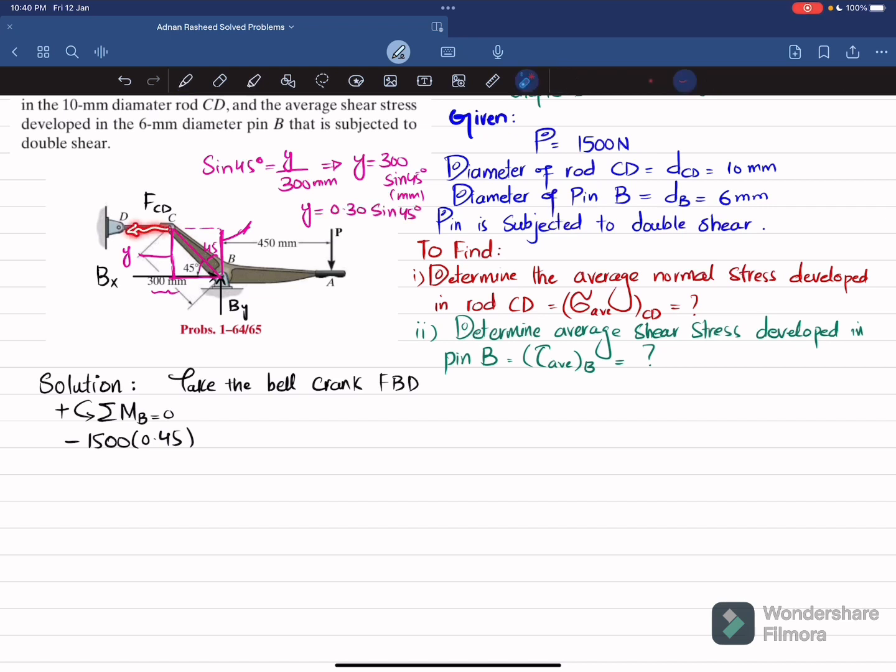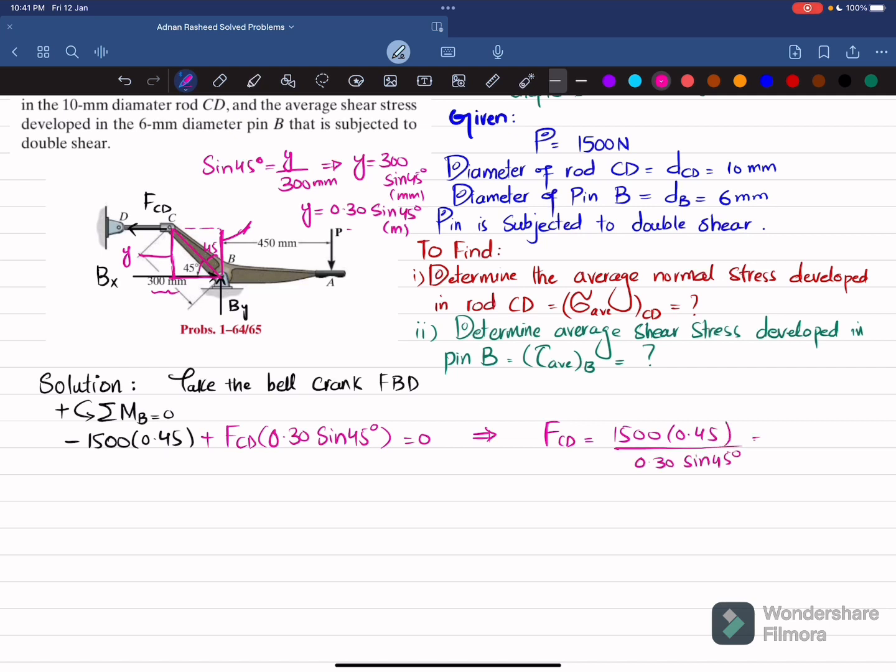Now you can see this FCD and the perpendicular distance is this one here. It is producing a counterclockwise moment, so it will be positive. So I can write plus FCD into 0.30 sine of 45 degrees, and the unit will be in meter. Now their sum must be equal to 0. So from here you will get FCD equal to 1500 multiplied by 0.45 divided by 0.30 sine of 45 degrees, and that will give you 3181.98 Newton.